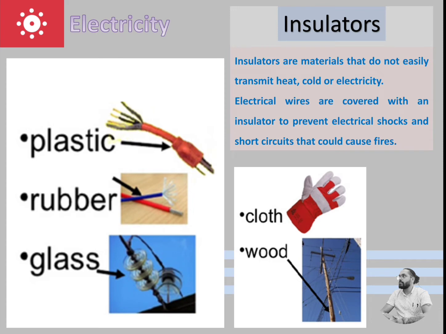Contrary to conductors, insulators are materials that do not easily transmit heat, cold, or electricity. Therefore, electrical wires are covered with an insulator to prevent electrical shocks and short circuits that could cause fires. Plastic, rubber, and glass are the main insulators that are used.